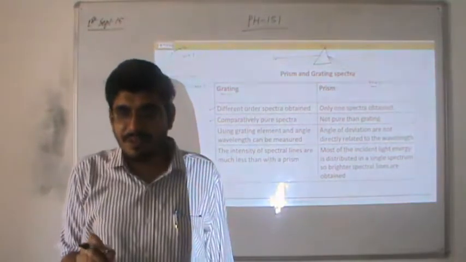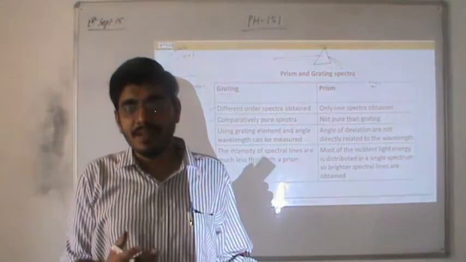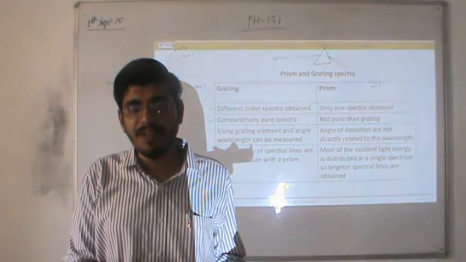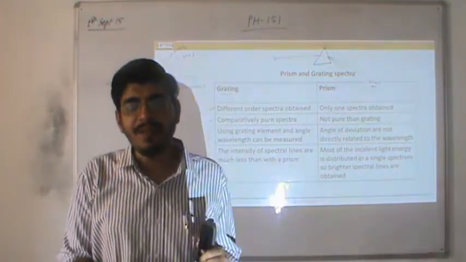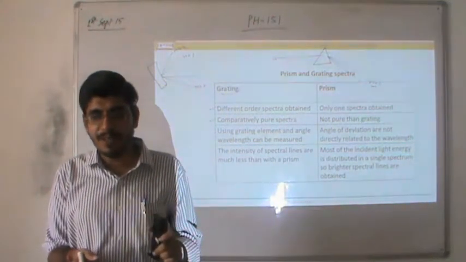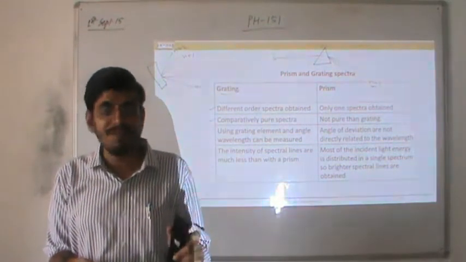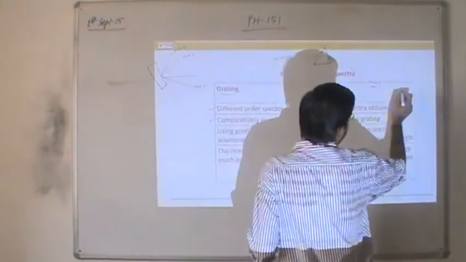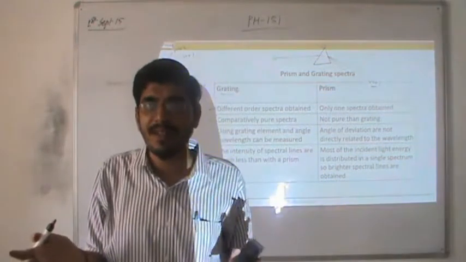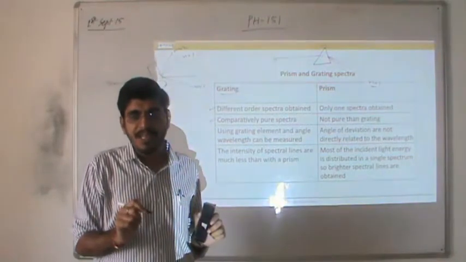The third difference is that using grating elements, we can measure the angle as well as the wavelength. If we know the value of the angle, we can measure the wavelength, and if we know the wavelength, we can measure the angle. But in the case of a prism, on the basis of the angle of deviation, we cannot measure the wavelength of a source. So this is the difference between the grating and prism.